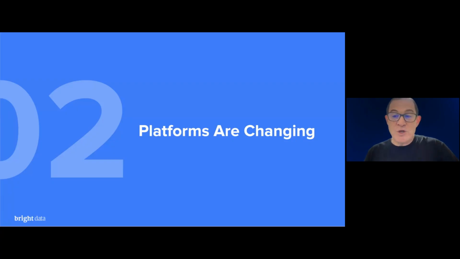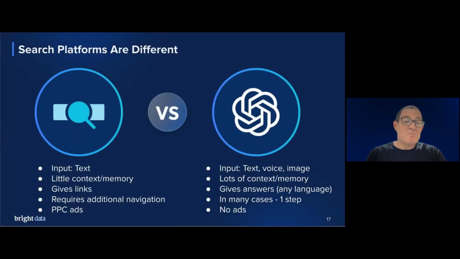So the platforms are changing. I think we talked about that, and clearly there's a big difference between search and AI. In search, you input text. In AI, you can input text, voice, as we saw in the video, in any language, or even image. You can take a photo of something and ask what it is or something like that. Not easy to do in search.